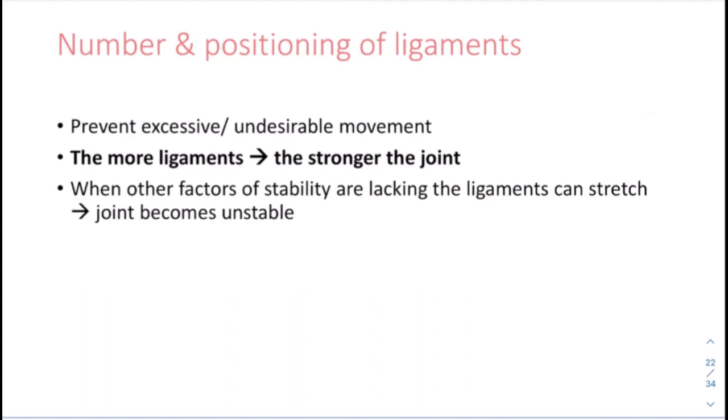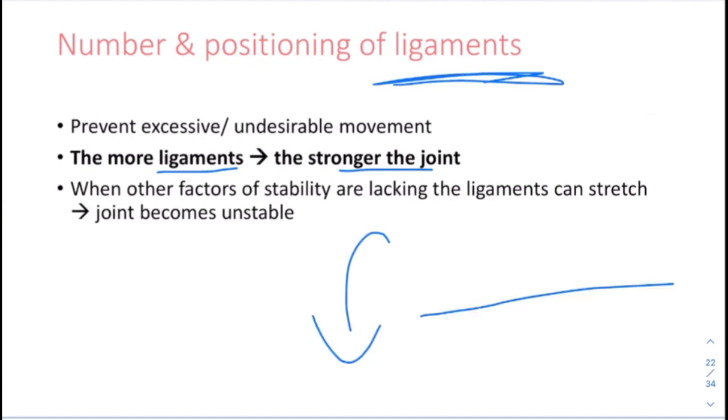Okay, the second factor, which plays a role in stability of synovial joints, is the number and positioning of ligaments. Ligaments basically prevent excessive or undesirable movement. And the more ligaments you have, the stronger is the joint. And when the other factors of stability are lacking, the ligament can actually stretch, and this allows the joint to become more unstable, which is a bad thing, obviously.